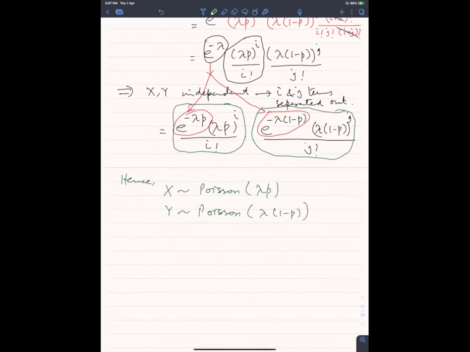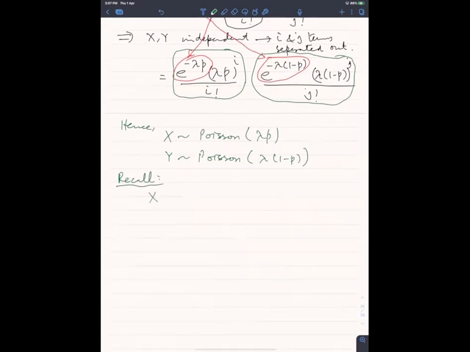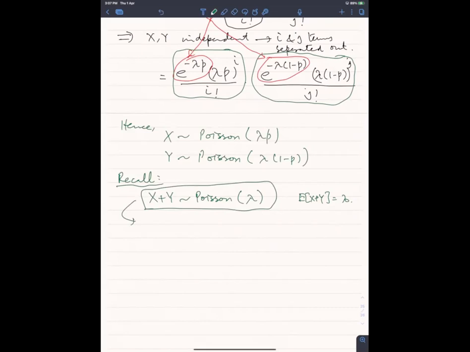Okay, recall what we said, I am summarizing this result. Recall we had said that X plus Y, which is the total number of people entering the post office, is Poisson with parameter lambda. Recall the average value of a Poisson is lambda itself. The expected value of X plus Y is lambda. Okay, recall that we had told you this. And males X with probability p and females, number of females Y with probability 1 minus p.